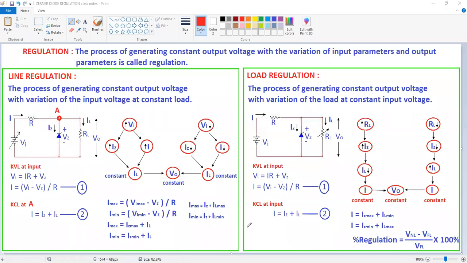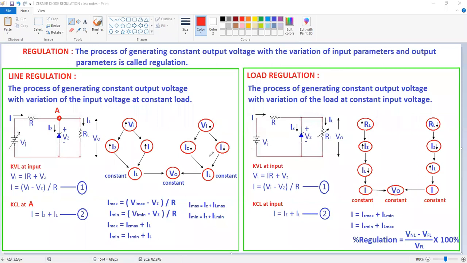Okay, once again I am repeating. See here, when you increase the input voltage, the input current is increasing from this equation, and the Zener current is increasing. If these two currents are increasing, IL is constant from this equation. If IL is constant, V0 is constant. Why? Because RL is already constant. V is equal to I into R. If these two are constant, output voltage is constant.